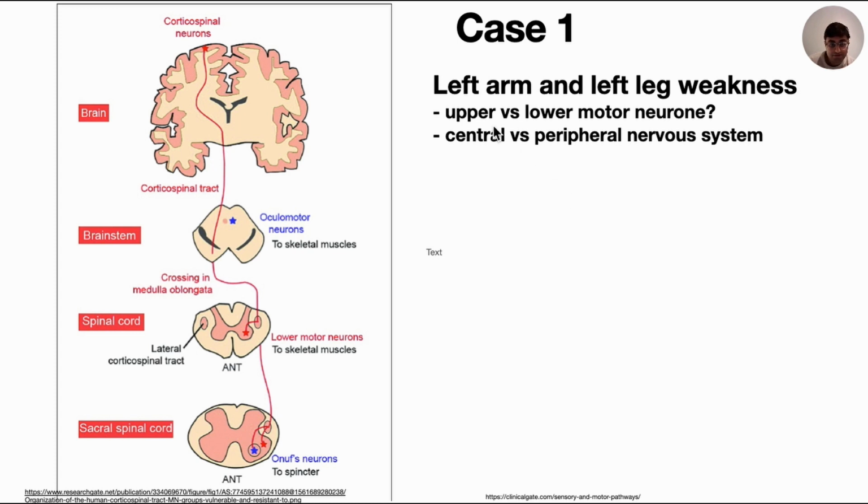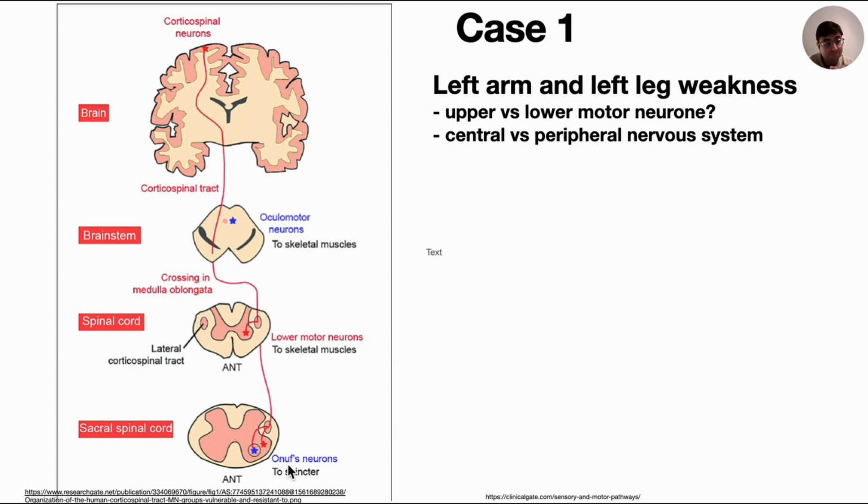So hang on, let's go back to our case. Work out whether it's an upper or lower motor neuron problem, because that'll tell you whether it's a central or peripheral nervous system problem, respectively. So let's just mention one more thing. To be honest, I think I've answered this question already, but if I was to ask you which part of the spinal cord could be affected if the patient had left arm and leg weakness, where in the spinal cord do you think could be affected?